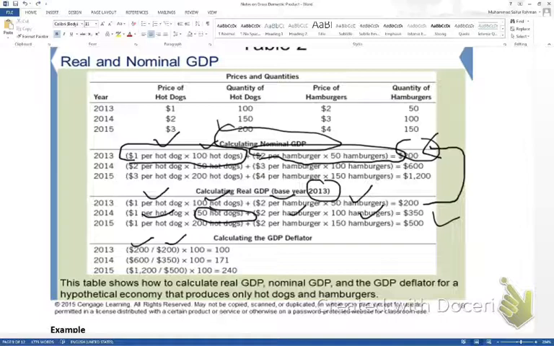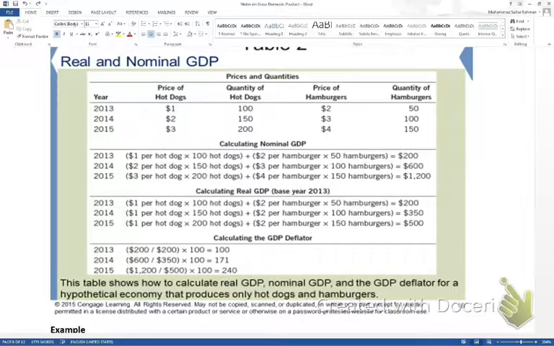For 2014, I take the nominal GDP of 2014, which is 600. I just calculated that, so remember this is there. And I take the real GDP of 2014, which is 350. I take the ratio, and that gives me the GDP deflator for 2014. I repeat the same thing for 2015, and I get the information that I need to get an idea about what the market price looks like in this economy from a macro perspective. So that's basically an example of how to calculate nominal GDP and real GDP.